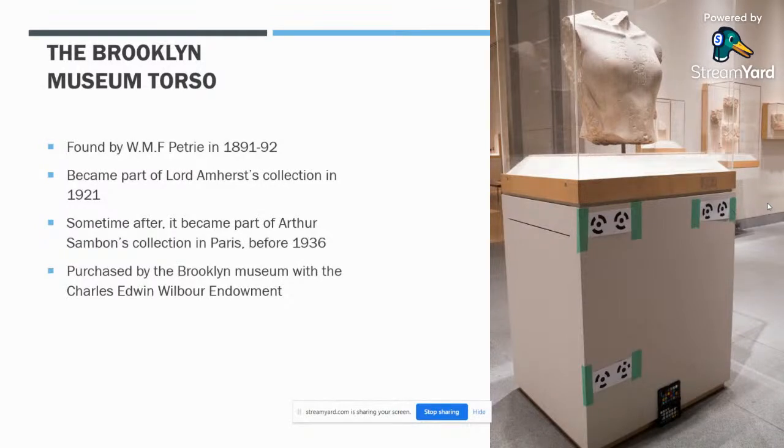So the torso stands somewhat larger than life-size in a small gallery dedicated to the Amarna period art. The partially destroyed statue was found by Flinders Petrie during the 1891-92 excavation season at Tel El Amarna. It then became part of Lord Amherst's collection until 1921, when it was sold together with a variety of other Amarna period pieces to a private collector. It subsequently arrived in the Brooklyn Museum collection with the aid of the Charles Edwin Wilbur Endowment Fund.